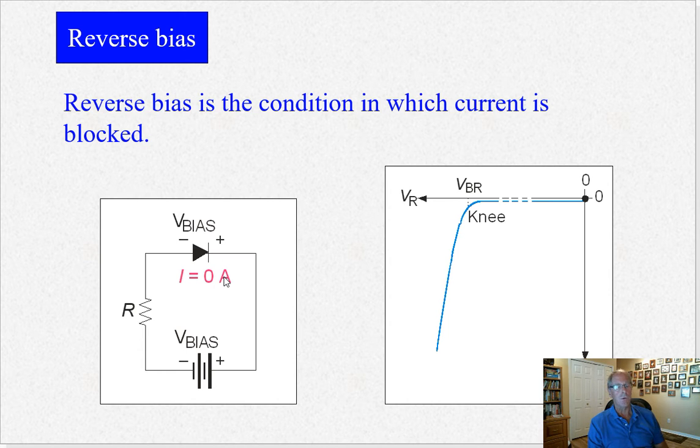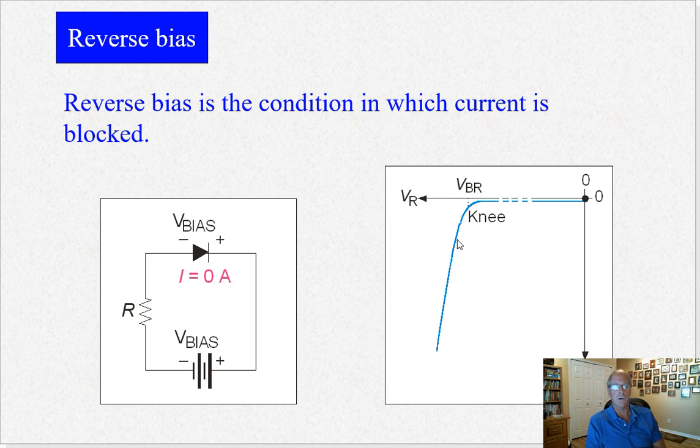However, if you keep cranking up the bias, that one-way valve, so to speak, will break down. That's what this BR stands for: breakdown. As you keep going in reverse bias, you get this knee, a breakdown knee. This breakdown voltage will vary depending on the specification of the particular diode. Usually it's much higher than the barrier potential of 0.7 volts for silicon, in the tens of volts.